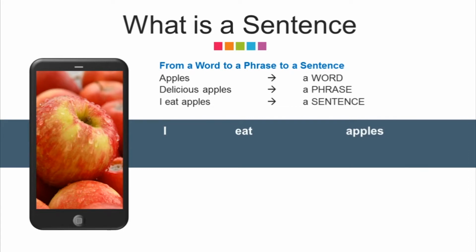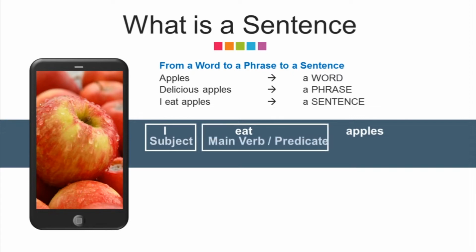Now what exactly makes this a sentence instead of just a group of words or a phrase? The first thing is that there are different functions fulfilled by each of these elements. For starters, the I there is a subject. The I, the subject, does something which is eating, or in this case the main verb is eat. I, the subject, does an action which is eat, and what is being eaten? Apples. So apples will become the object here.